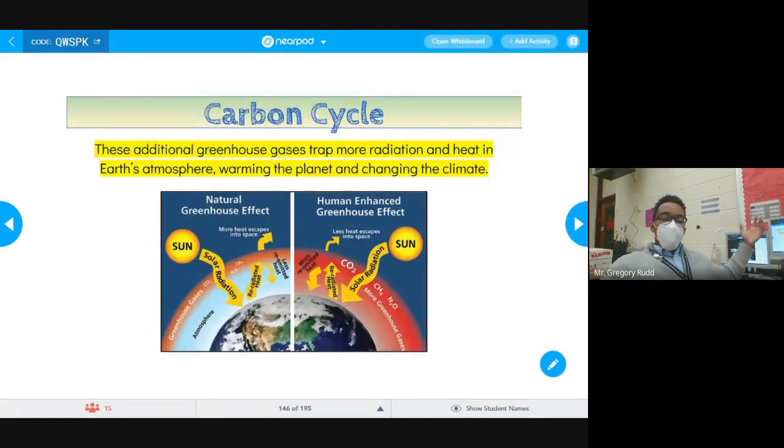But over the last 250 years, we have added way more of these greenhouse gases than really should be there. And so we're trapping too much heat. Not enough of it is escaping back into space. And this is warming the planet. And as the temperatures increase, the climate is changing. We're not talking about daily weather. That's important to note. Climate and weather are two different things. But the warming of the planet is contributing to a changing climate.